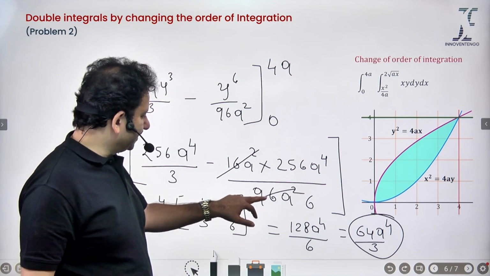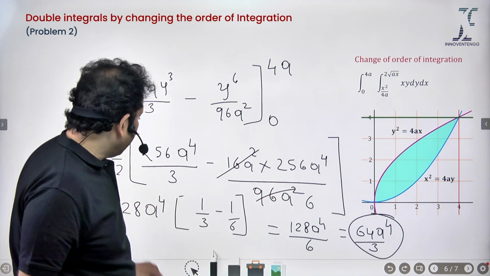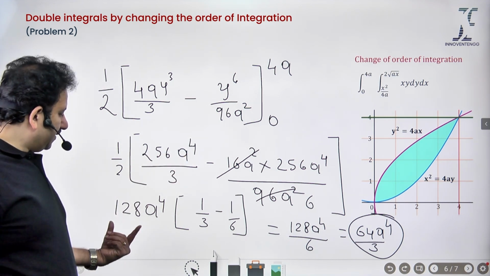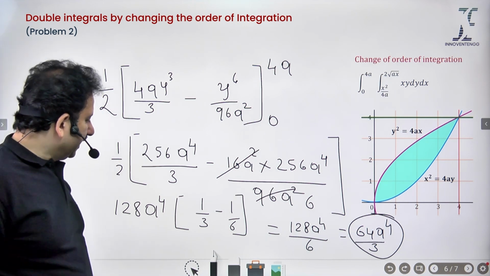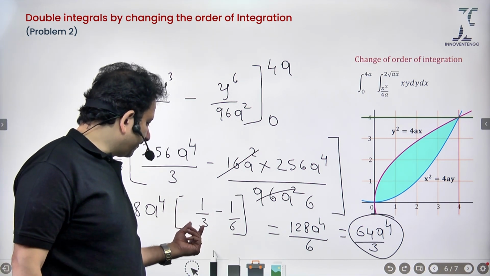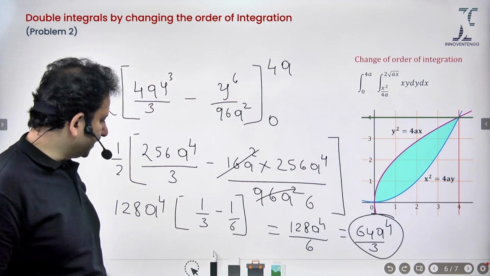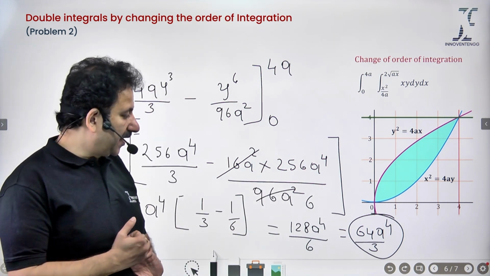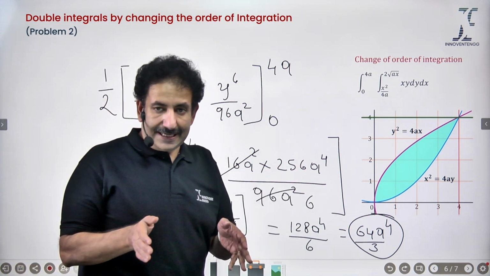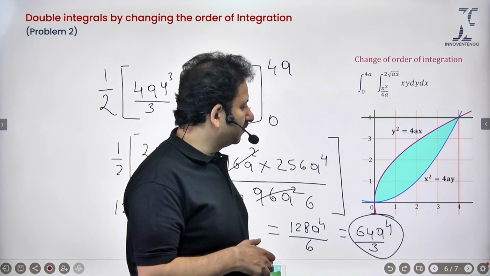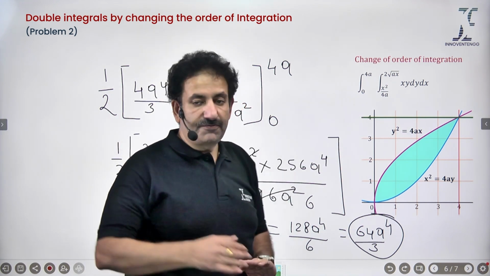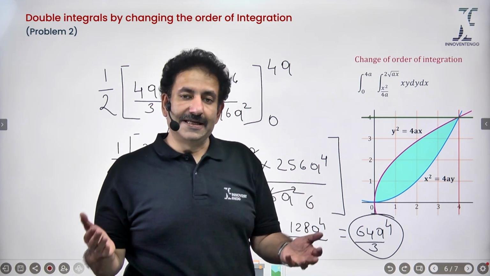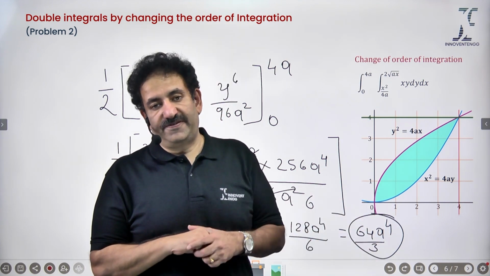You can always cancel 6 times, right? 6 times. And what you get, 256 a power 4, if you take it as common, there is half here. It becomes 128 a power 4. It is like subtracting 1/2 of 1 by 3 from 1 by 3, which is 1 by 6. And 128 a power 4 by 6 will give you 64 a power 4 by 3. But I'll reiterate, whenever you confront problems like this, look at the limits of the inner integral and then sketch the area and then understand the limits for the changed order of integration.